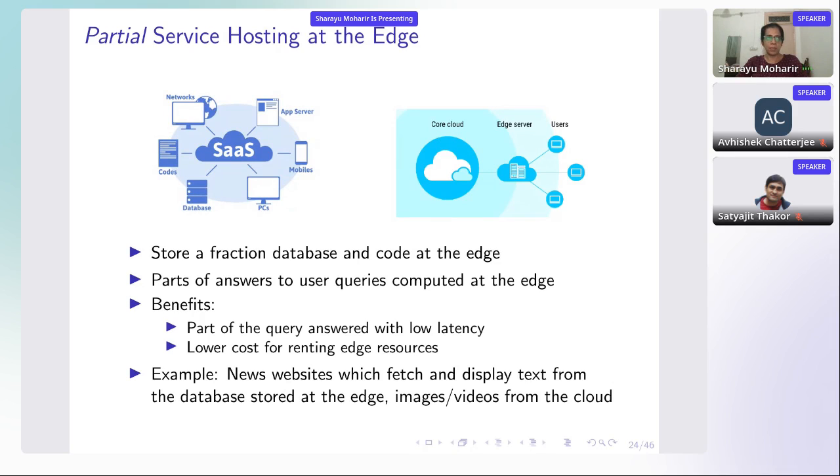I'll give you a very simple example. Let's say the service is actually a news website, and the data can be stored both at the edge and the cloud. One way to use both would be to store the text corresponding to the news articles at the edge and the images and the videos embedded in the article at the cloud. Under partial hosting, when a user requests a particular news article, the text can be loaded from the edge, which will happen quickly. And the image and the video can be loaded from the cloud, which might take a while to reach the user. But if the user can start reading while these things load, the user's quality of experience might be better because they don't feel like they're waiting for information to arrive, even though some of the information arrives with a delay.